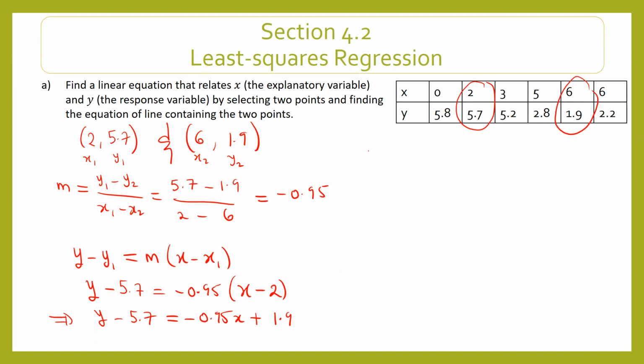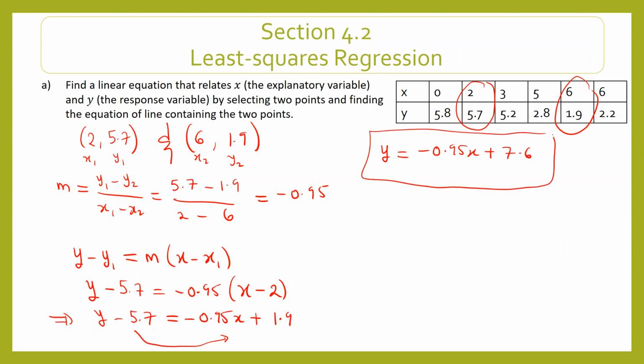All right, so I can now move this guy to the other side, and finally I will get y equals minus 0.95x plus 7.6. So this is the equation of the line that passes through the 2 points. Okay, this is the equation of the line that will pass through the 2 points. And of course, from basic math, this is the slope.